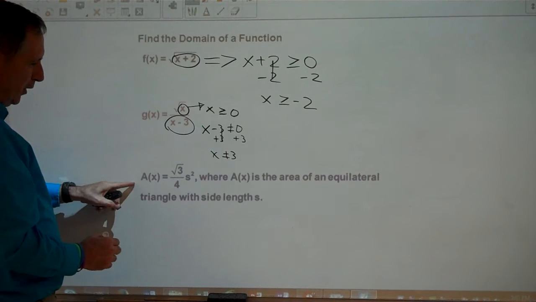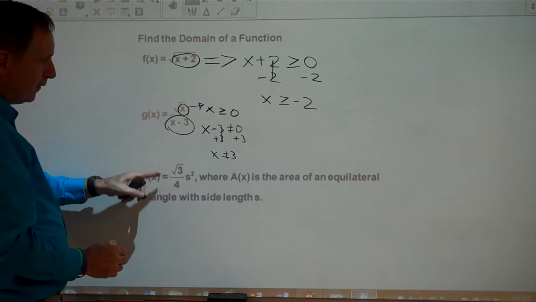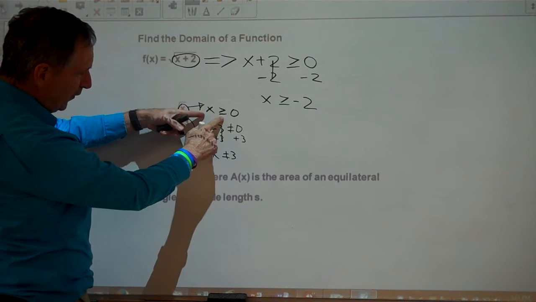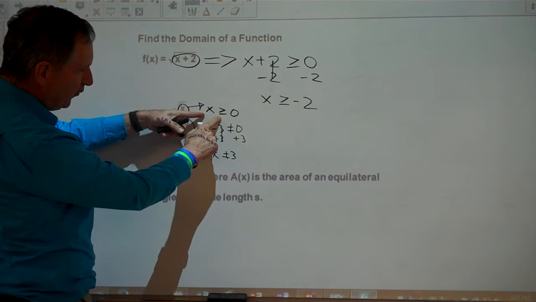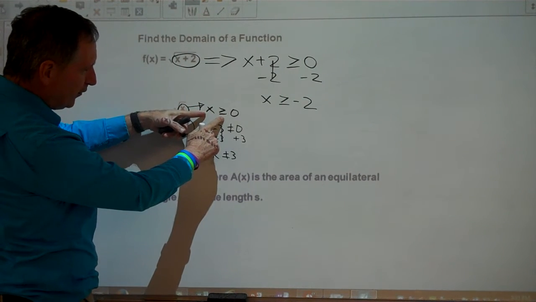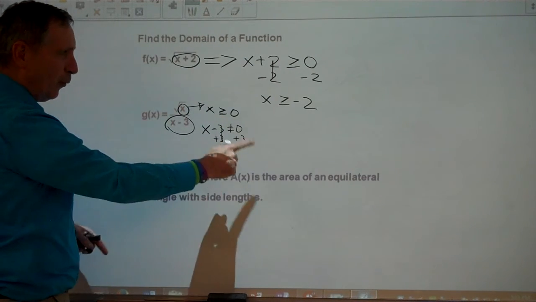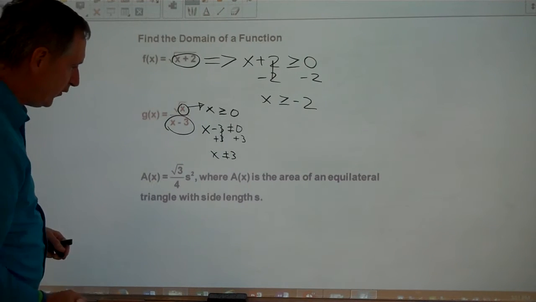And for the last one here, a of x, well, this one here, let me go back. You have two situations simultaneously. You got x has to be greater than or equal to 0 except cannot be 3. And we're going to write this in something we call interval notation in a second.